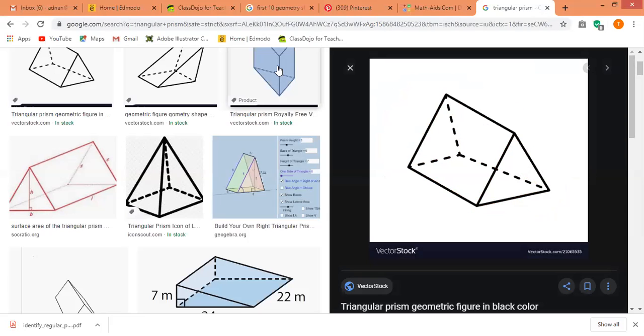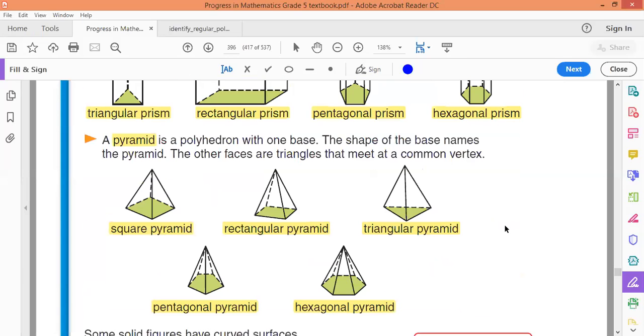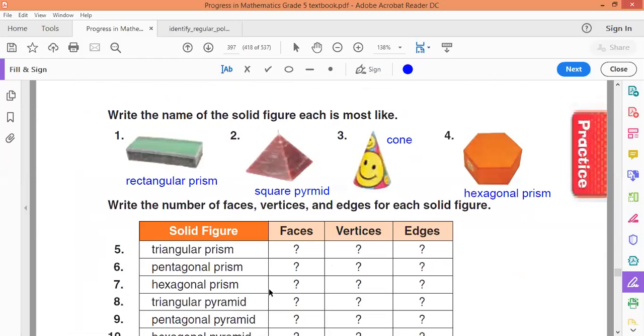Yes, 5. Now, how many corners? Okay, now faces. Right here 5. It has got 5 faces.